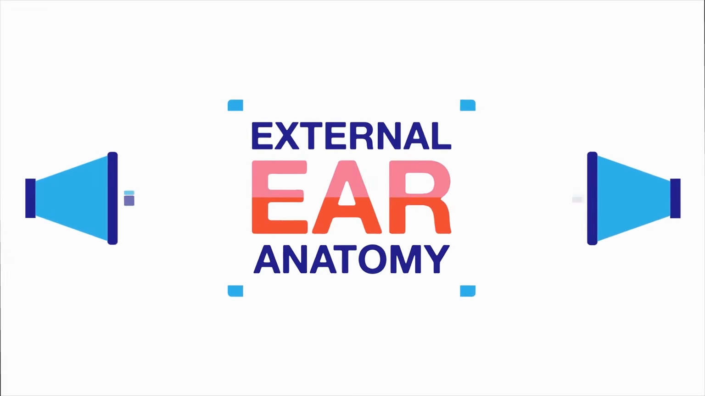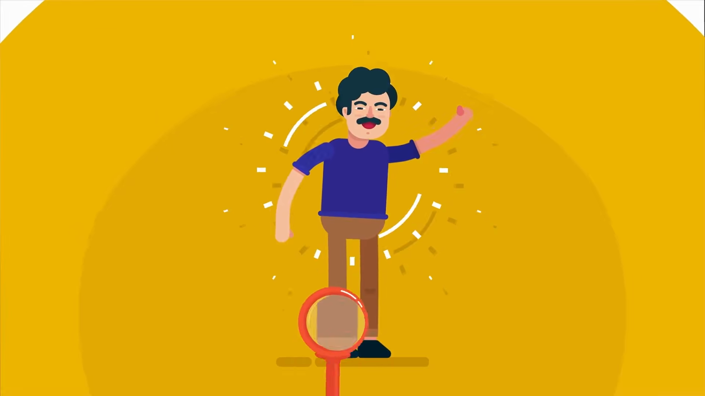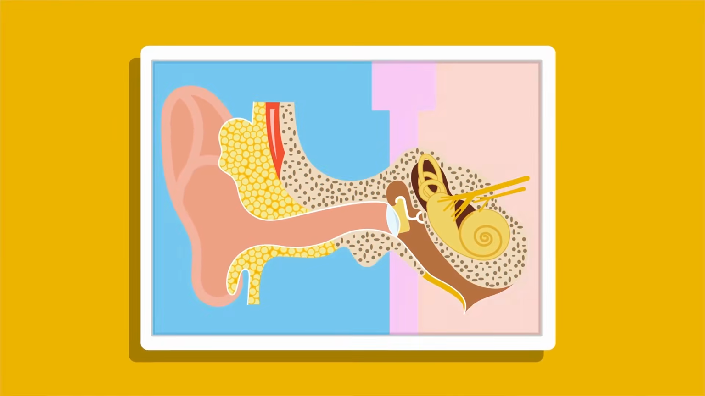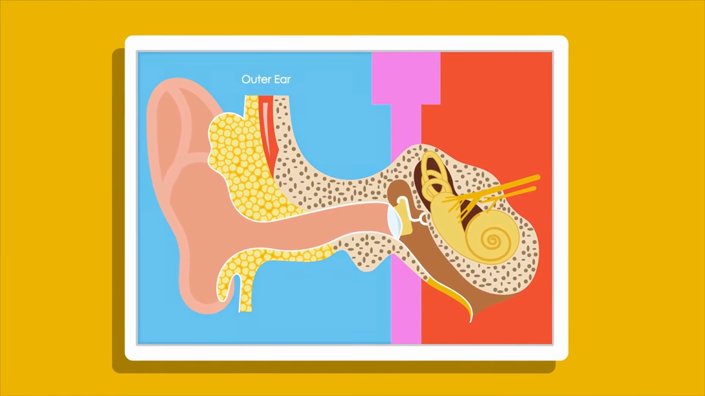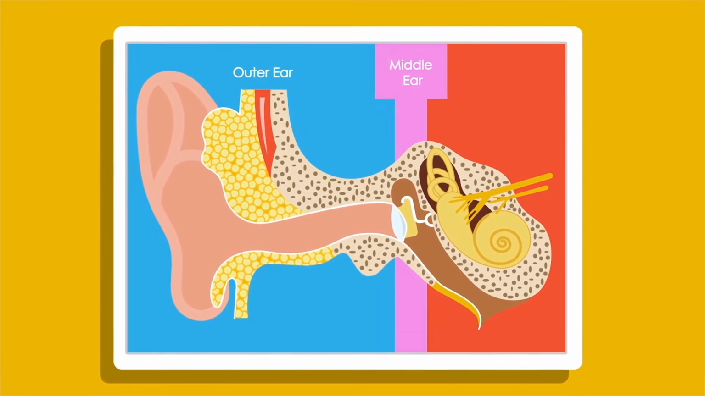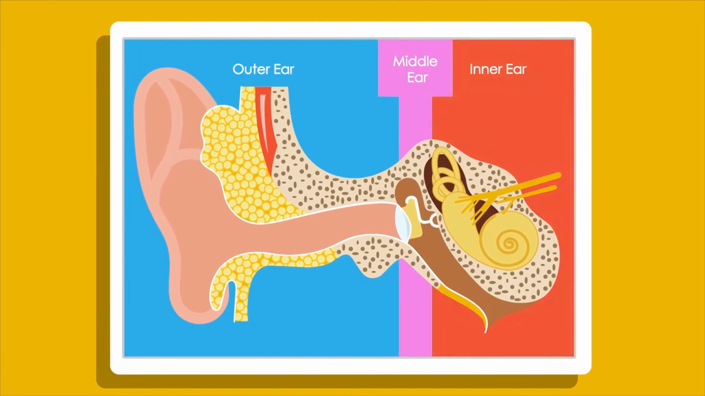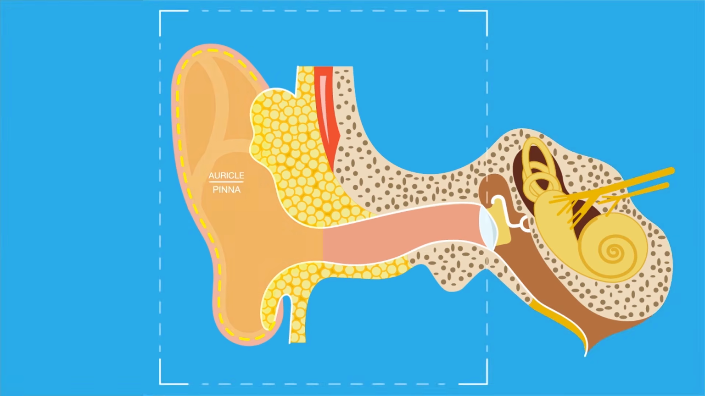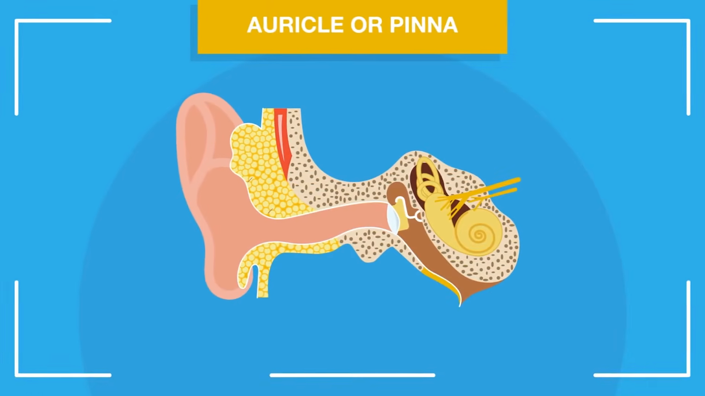External ear anatomy. Today, we are going to learn about the anatomy of the external ear. The ear is divided into 3 parts. 1. External ear. 2. Middle ear. 3. Internal ear. The external ear is again divided into 3 parts, which will make it easier to remember. Its 3 parts are 1. Auricle or pinna, 2. External acoustic canal, and 3. The tympanic membrane. 1. Auricle or pinna.